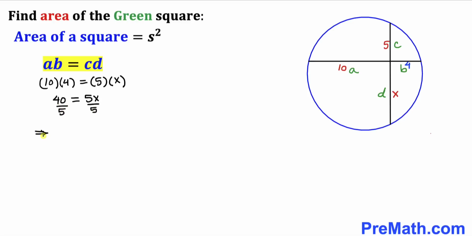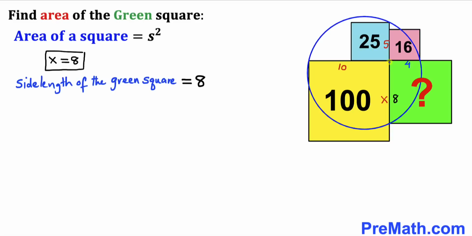So we can see our x value turns out to be 8. So our side length x turns out to be 8 units. So therefore this side length of this green square turns out to be 8 units. That means all these sides are going to be 8 units as well.